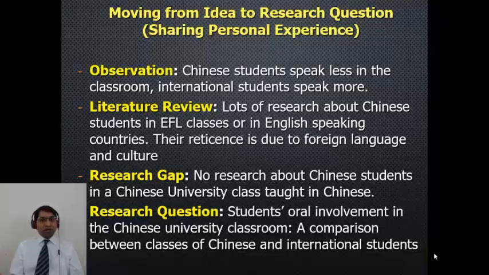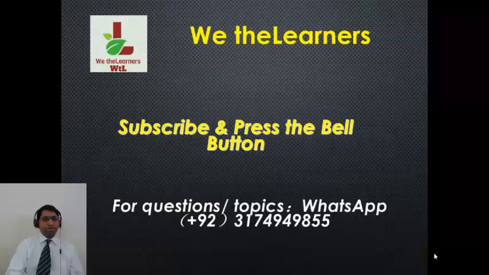So similarly, you can also move from a general observation or some kind of theory or maybe some kind of problem that somebody told you, go back to the literature, identify research gaps, and then make your research question, right? This is how it should be done.